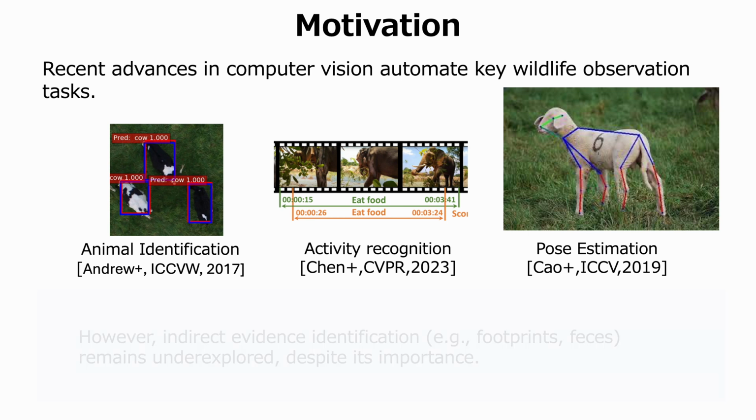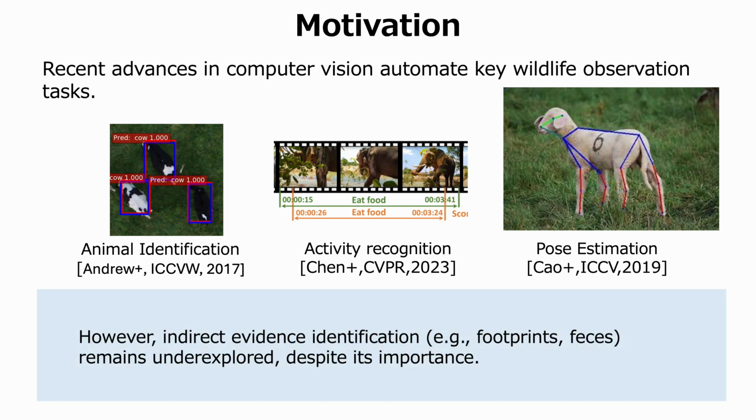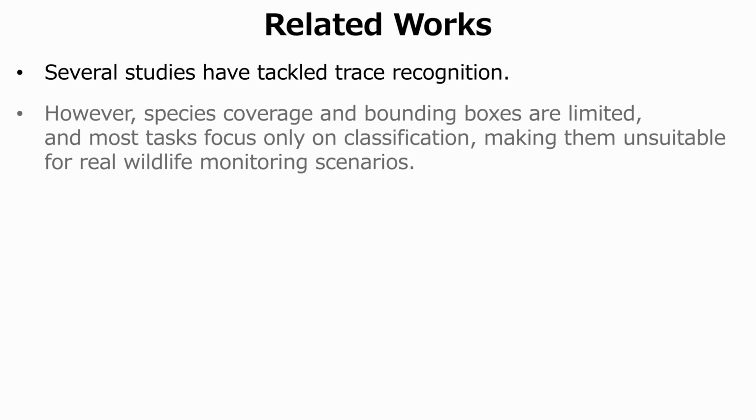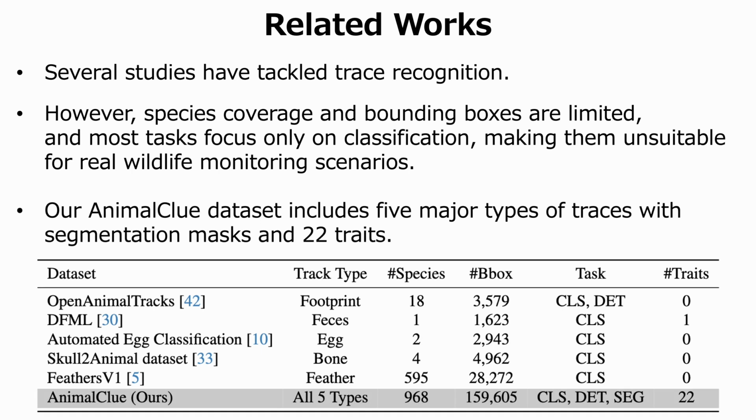However, identifying species from indirect evidence, like footprints or feces, remains relatively underexplored, even though it plays an important role in wildlife monitoring. Several previous studies have tackled trace recognition. However, their species coverage and bounding boxes are limited, and most datasets focus only on classification, which is not sufficient for realistic wildlife monitoring scenarios. In contrast, our AnimalClue dataset covers 5 major trace types, provides segmentation masks, and 22 biological traits of species.